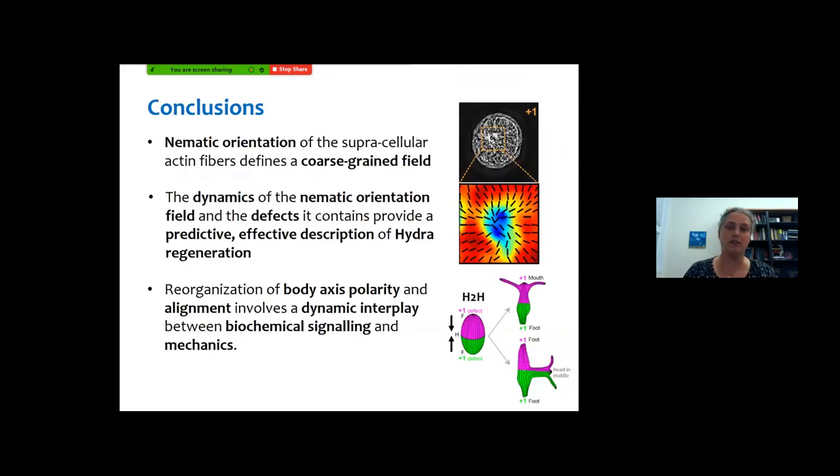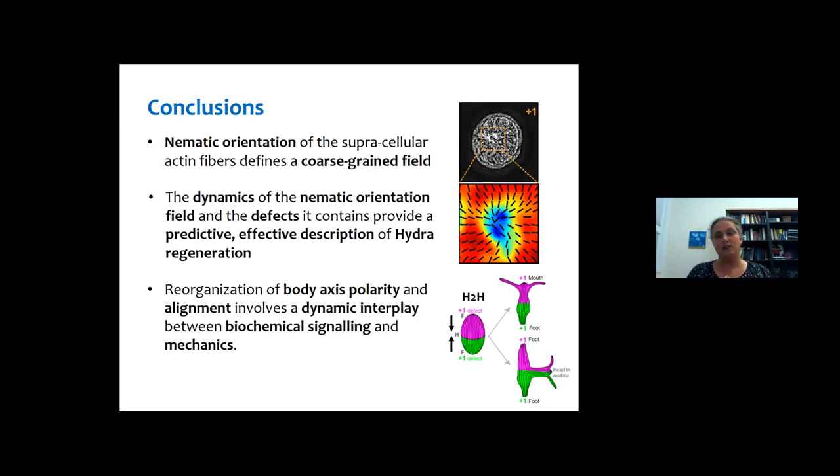So to wrap the two parts of my talk together, I've shown you that the nematic orientation of the supracellular fibers defines a coarse-grained field. And I showed you that we can look at the dynamics of this coarse-grained field and obtain a predictive effective description of the regeneration process. And I've shown you that the process of regeneration, obviously not the only thing that's happening, but there's actually an interplay between the biochemical signaling and mechanics. And this is nicely reflected in looking at the regeneration in these ring doublets, where we see this competition and interplay between signaling and mechanics.